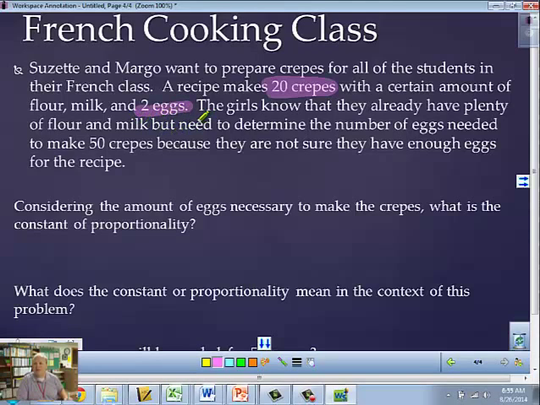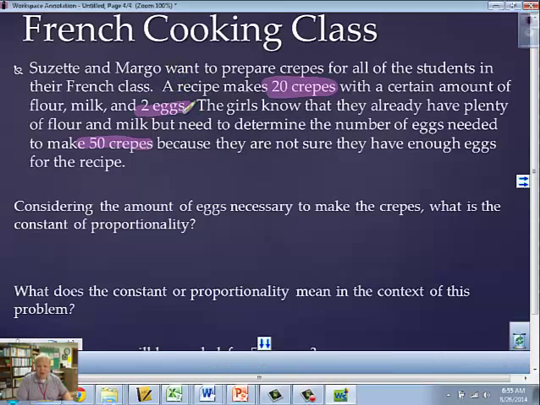They already know that they have plenty of flour and milk, but they need to know how many eggs they need because they need to make 50 crepes. Okay, and they're not sure that they have enough eggs. Now, one of the very first things you need to consider before we can even work with this is we need to figure out what my constant of proportionality is.